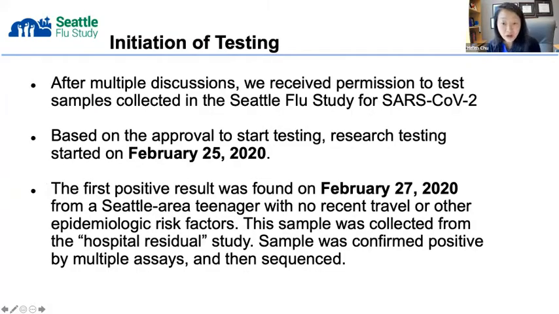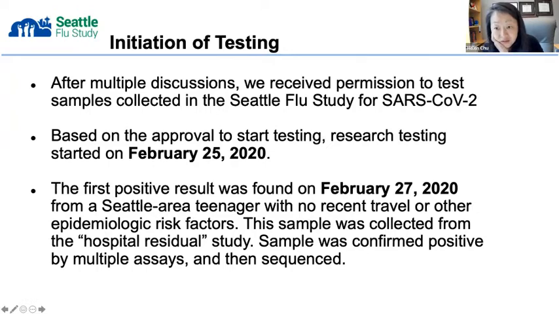So we talked with CDC, FDA, DOH, Public Health Seattle-King County multiple times for the next several weeks, and came to a final decision that we were permitted to test for SARS-CoV-2 in the samples collected as part of Seattle Flu Study. And so we started on February 25th, 2020. And as has been now well publicized, we found the first positive 2 days later.